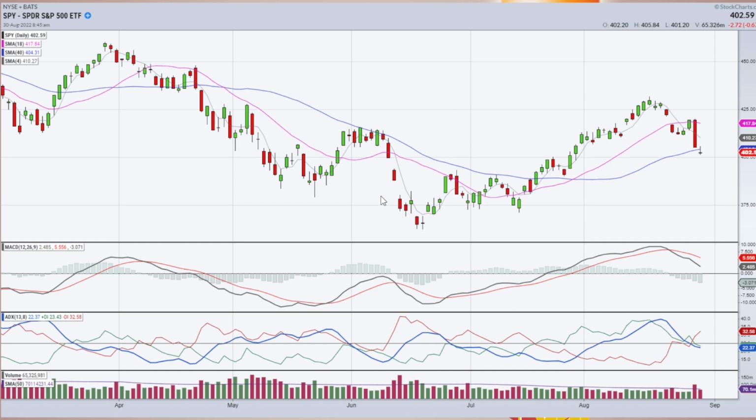So anyway, I thought this was worthwhile just to give you a really simple way to look at MACD and look for trade locations based on the zero line. Let's go ahead and get into the individual stocks now.